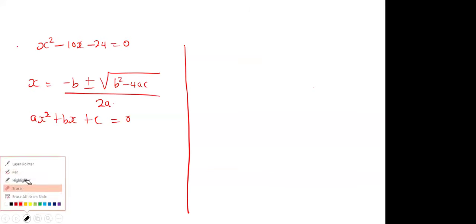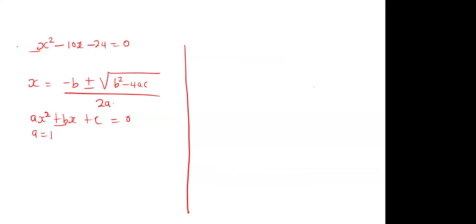Now, looking through the chat, I've seen your answers. So I'm going to extract here. Here, there is a hidden 1, so I say A is equal to 1. Here, B is negative 10, so I say B is equal to negative 10. C is negative 24, so I say C is negative 24. So I'll come here and substitute.